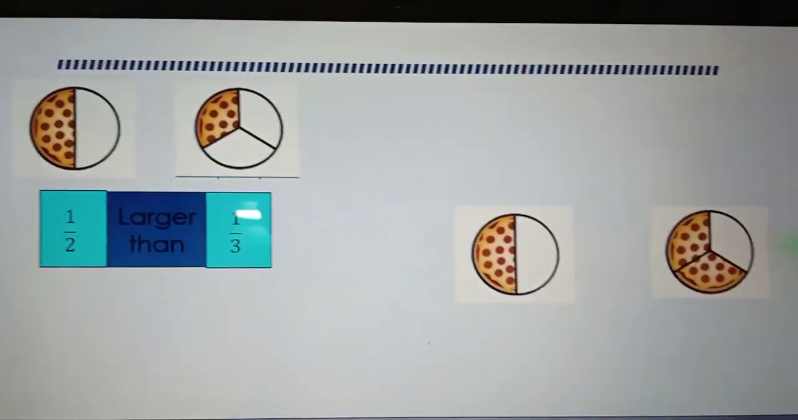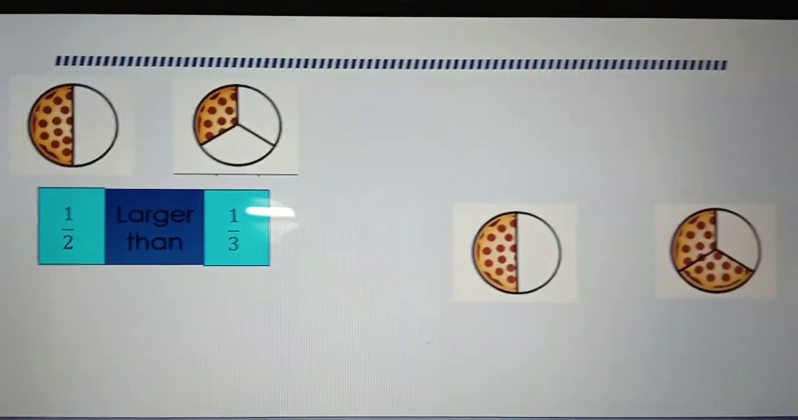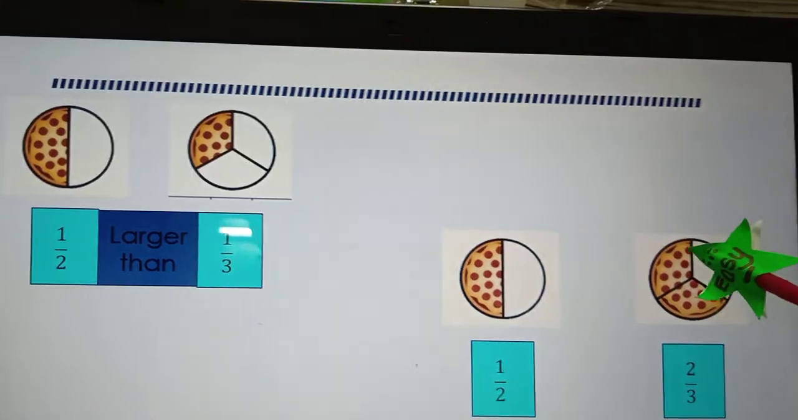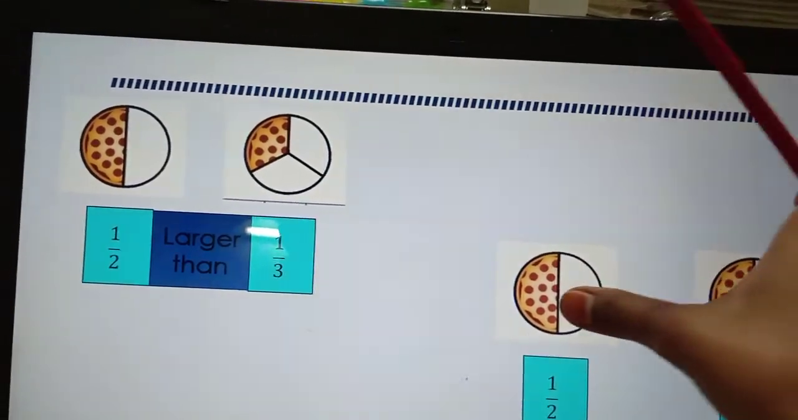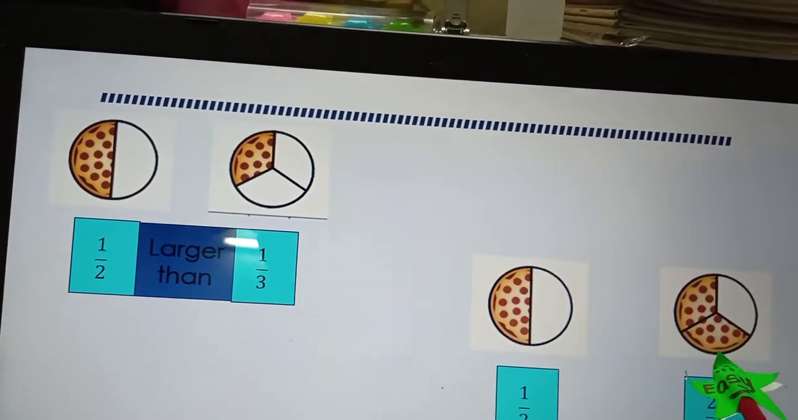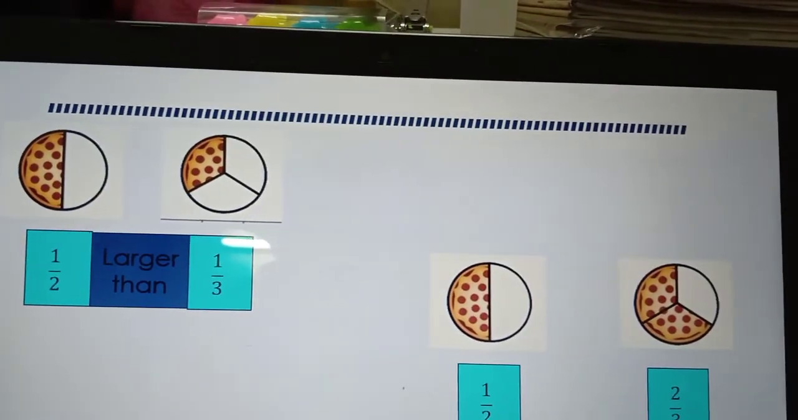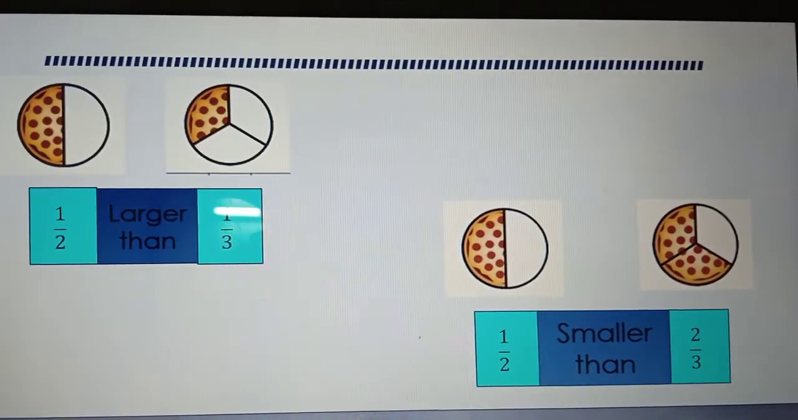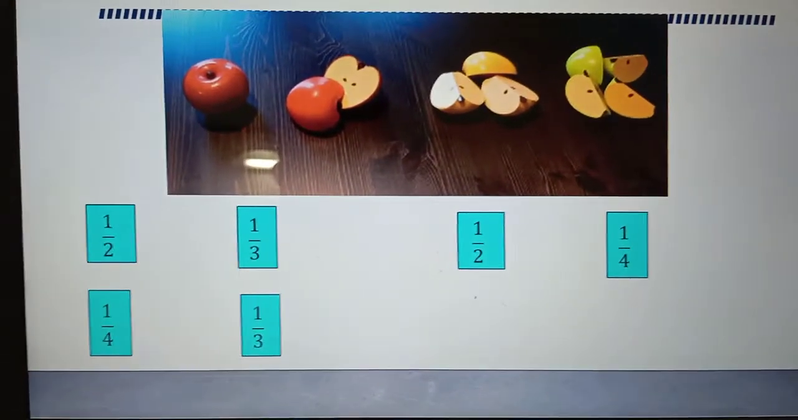Okay, you see the next one. Same thing, but here 1/2. Here Amma cuts into 3 parts, but Amma gives you 2 pieces. Can you see the picture? Can you compare this one and this one? So 1/2 is smaller than 2/3. Can or not?